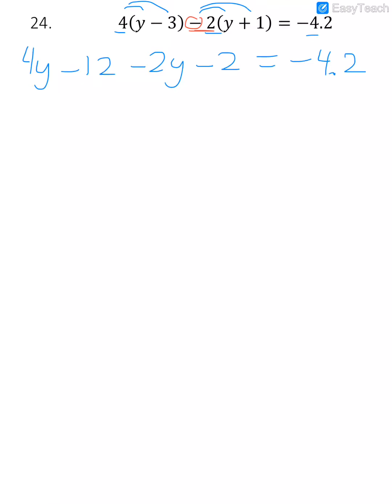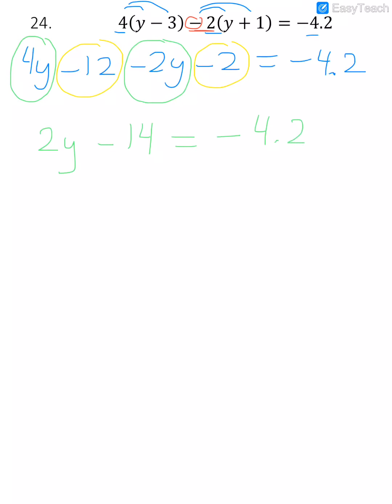So now we're going to combine like terms. So we have all our y terms here. We have a 4y, a minus 2y, and then we have our constant terms, negative 12, negative 2. So we're going to combine those. So 4y and negative 2y make 2y, and negative 12 subtract 2 makes negative 14. And that equals negative 4.2.